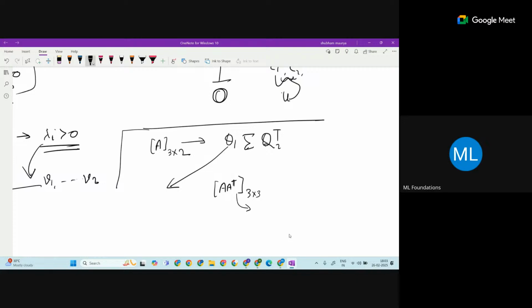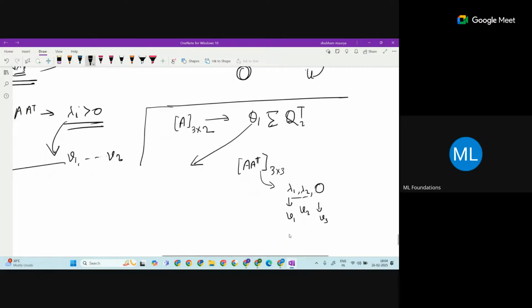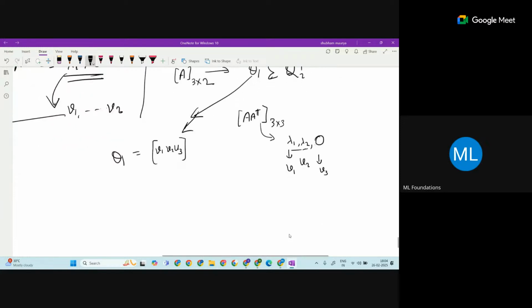And find the eigenvalues of it. The eigenvalues are going to be lambda 1, lambda 2; these two are non-zero, but the third one is 0. Let's suppose this is 0. Easily, I can find the eigenvectors v1, v2, and v3. So Q1 will be formed from v1, v2, v3. So Q1 is now formed.